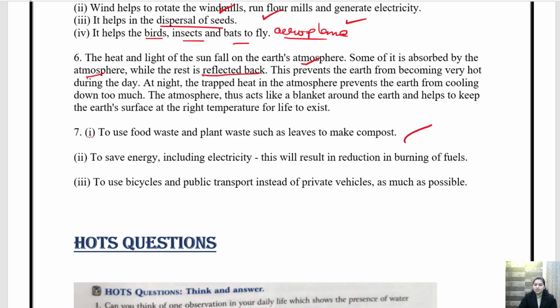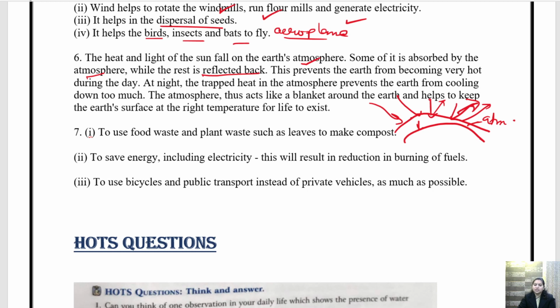Okay, so if this is earth and this layer is atmosphere, so few of the light of sun will reach the earth. Some of them will be absorbed by atmosphere and some of them will be reflected back. Okay, this prevents the earth from becoming very hot during the day. इसलिए अर्थ बहुत गर्म नहीं हो जाता है दिन के टाइम में. Okay, because the atmosphere reflects back few of the light and it also absorbs few light and heat.